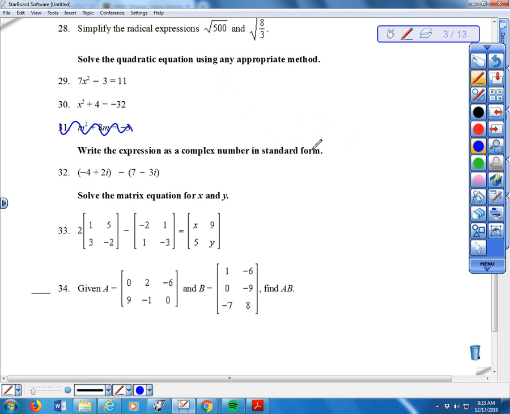Next one, x squared plus 4 equals negative 32. So x squared equals negative 36. So x equals plus or minus 6i. Square root of a negative, you always have an i at the end.